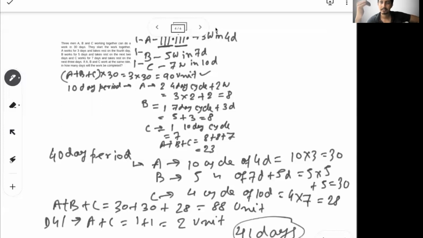For the 11th day, A and C will work. I think possibly A and C will work, not C alone, because B will also work. So you have to see it's not always A and C who will work. Like on the 41st day, A and C are working, doesn't mean on the 11th day also A and C will work. You have to see who is coming in that cycle. So you have to be a little cautious.